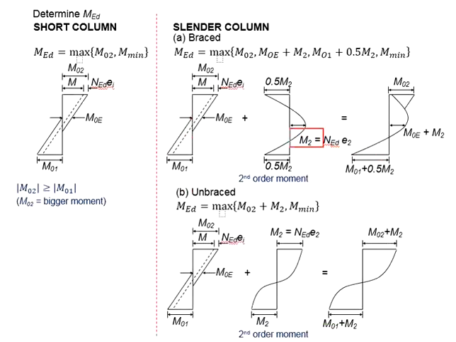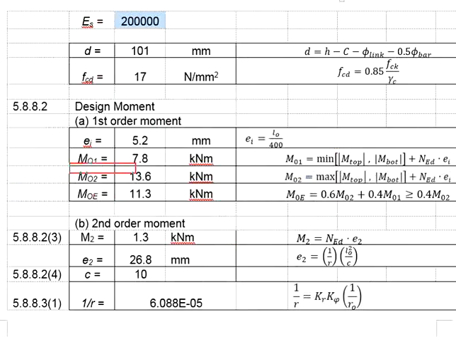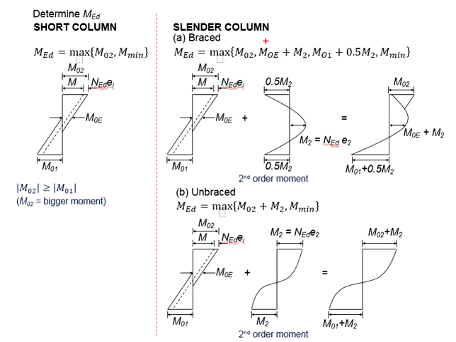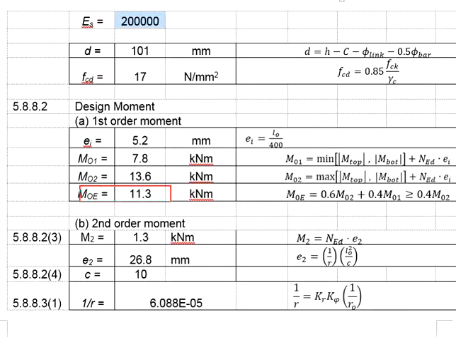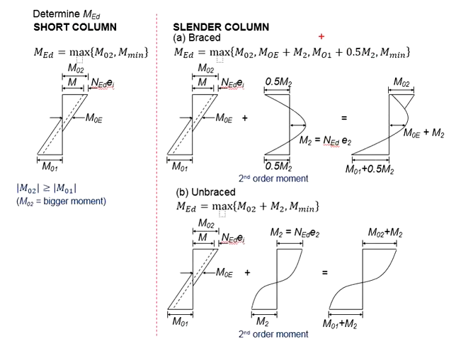Now that we have obtained the M2, based on the equation here, we shall compare all these four components. First, we look at the M02. We have calculated earlier on 13.6. And then we look at the M0E plus M2, 11.3 plus 1.3. Next, we look at M01 plus 0.5 M2.